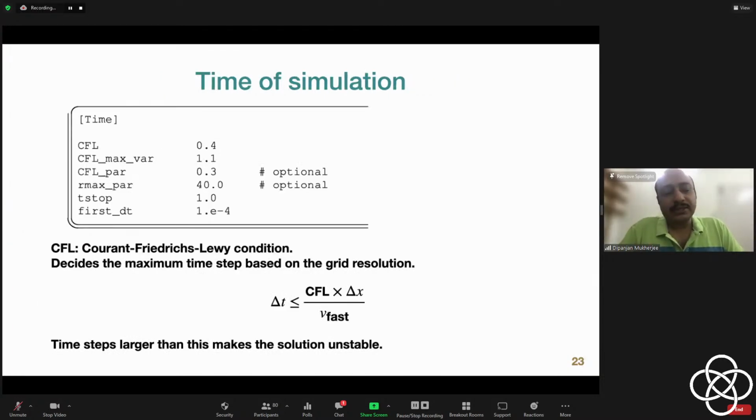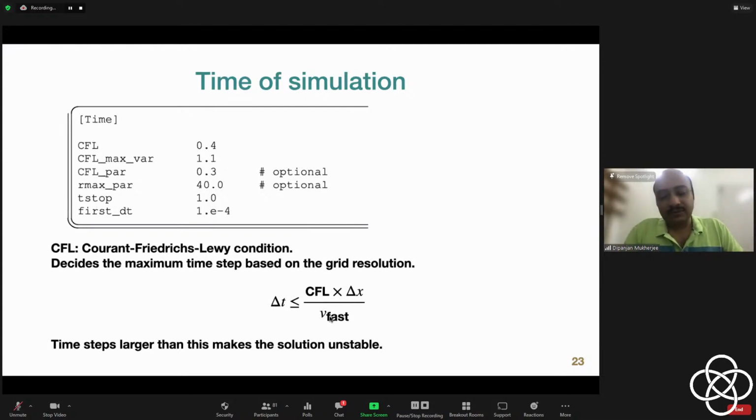Then the next important part that you have to take care of is this thing called the CFL. So CFL is this value here, and what it does is it determines the maximum time step that your code can take. And this is determined by the grid, or the width of the resolution element, divided by the fastest wave speed that is there in your domain. For example, in a typical non-magnetic system, the fastest speed could be the sound speed or the bulk velocity. So V fast could be the fastest of either the sound speed or the bulk velocity.